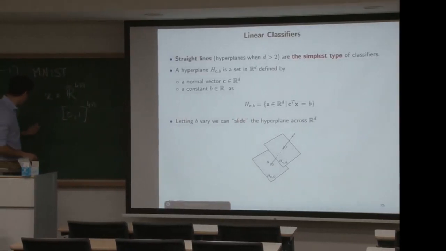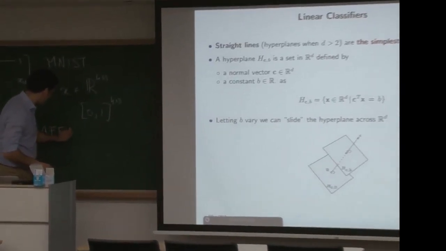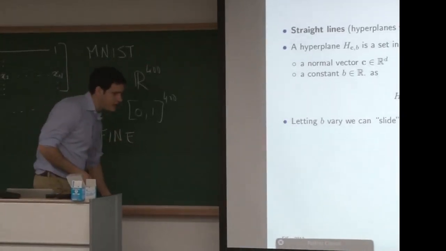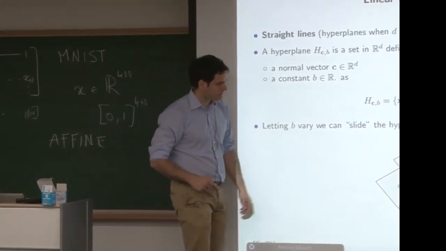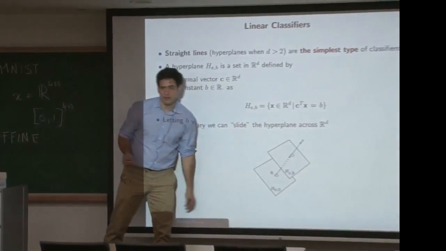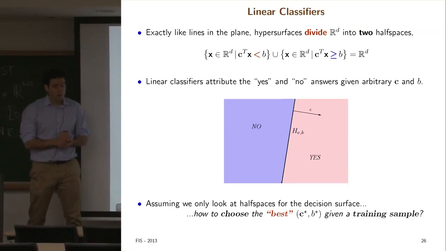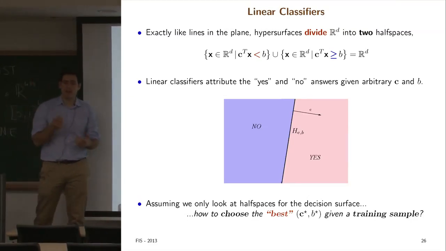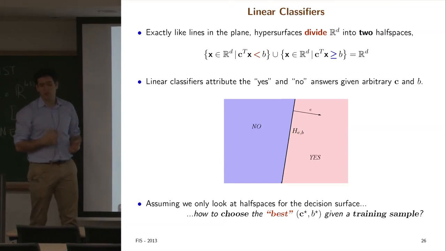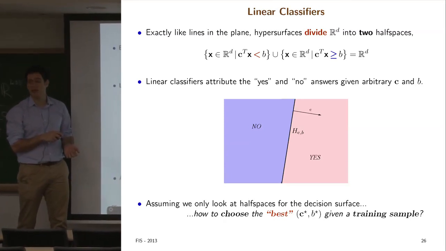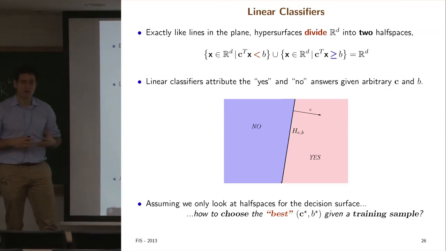When B is not 0, this is called an affine space, because if I take 2 points here, some will not be in that space itself. So once I have defined this hyperplane, I can very easily define two half spaces, which are the set of points x such that C transpose x is smaller than B, and C transpose x is bigger than B. And when you unite both, you just recover the whole of RD.